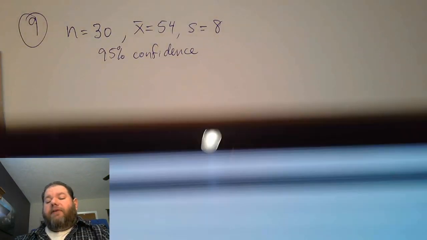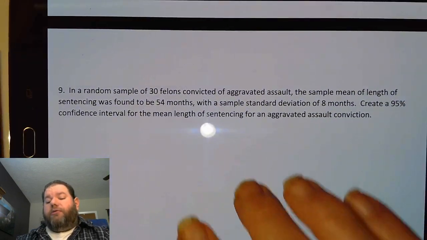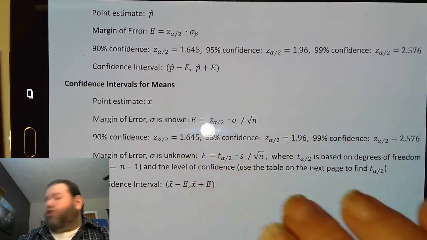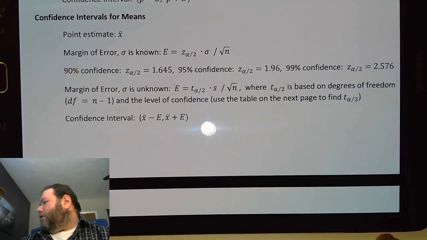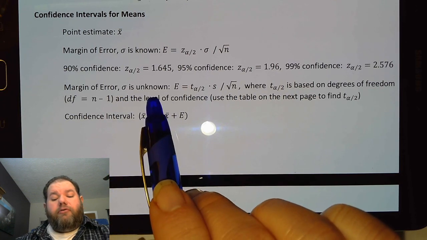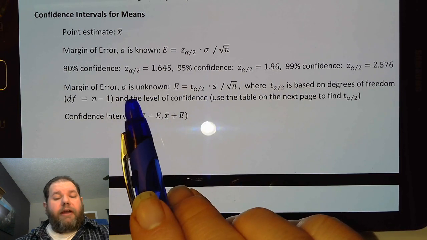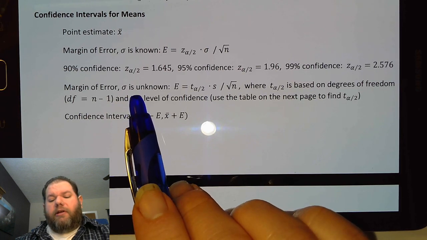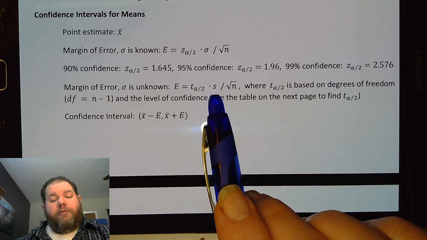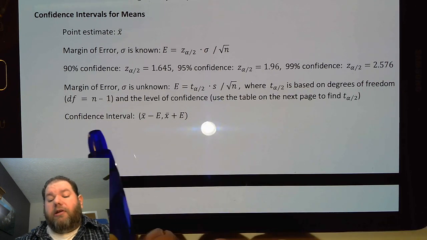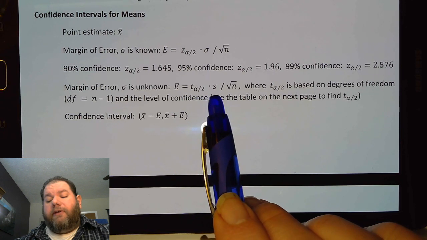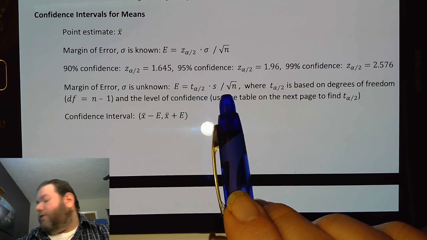Because we only have the sample standard deviation, we have a little bit different formula, if you recall, for margin of error. And that's this one where sigma is unknown. So we know the value of S. We don't know what sigma is. Sigma is again the population standard deviation, and S is the sample standard deviation. So E in this case would be t alpha over 2 times S divided by square root of n.